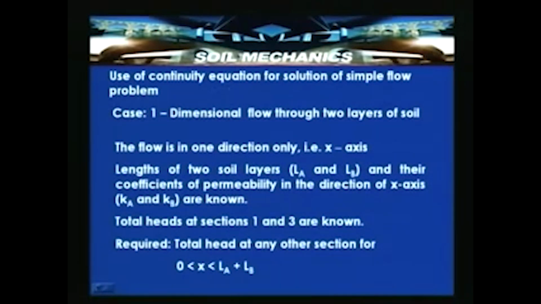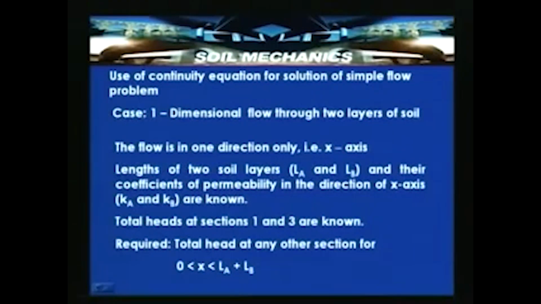So, use of the continuity equation for solution of simple flow problems. One dimensional flow through two layers of soil. The flow is in one direction only, along the x axis. The lengths of the two soil layers, LA and LB, and their coefficients of permeability in the direction of the x axis, Ka and Kb, are known to us. And total heads at sections 1 and 3 are known.